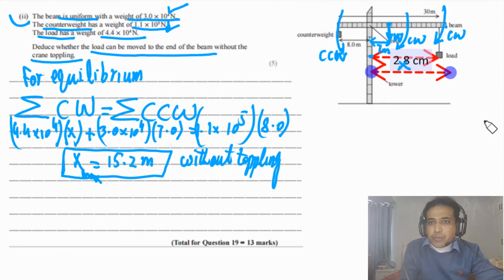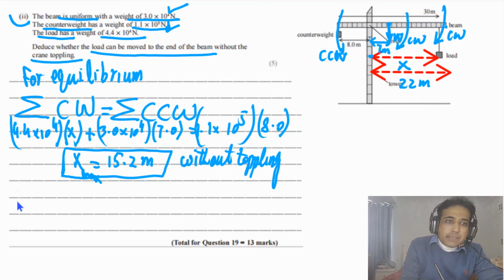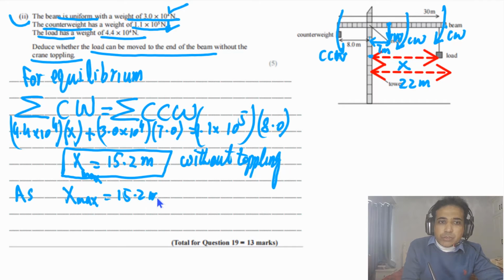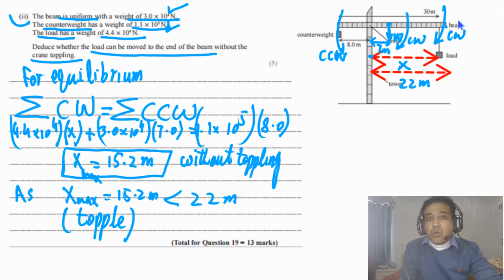Maximum distance means from here, and this maximum distance will be equal to, we have 8, so 30, this can be 22 meters. As in this case x max, that is equal to 15.2 meters, is less than 22 meters. So it means in this case this crane will topple if we move this load to the end of the beam.